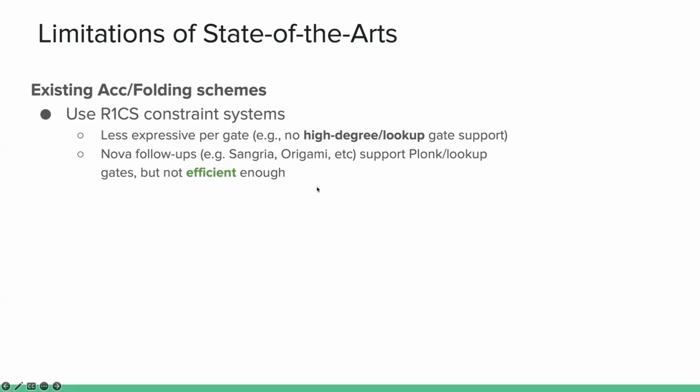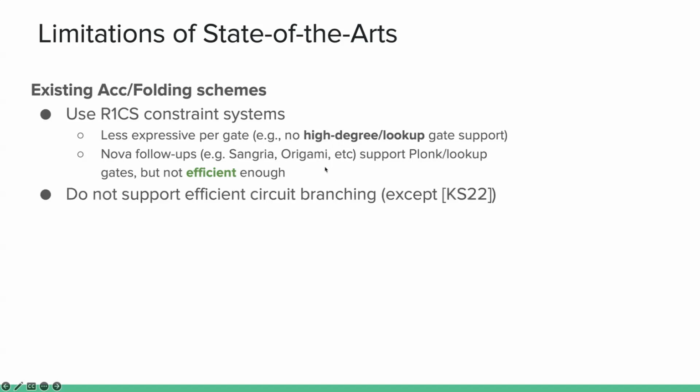We want to have an IVC prover whose complexity is independent of the gate degree. In particular, the number of group operations should be independent of the gate degree. So that's the first missing feature.